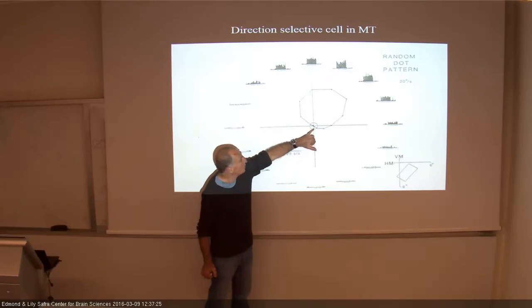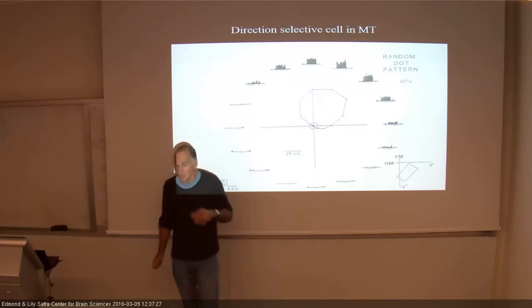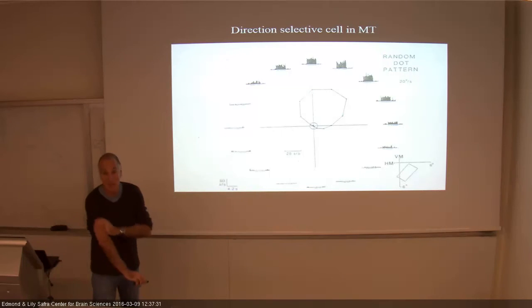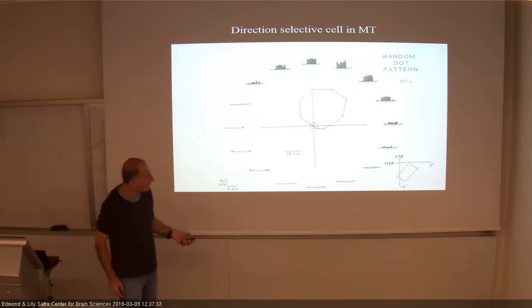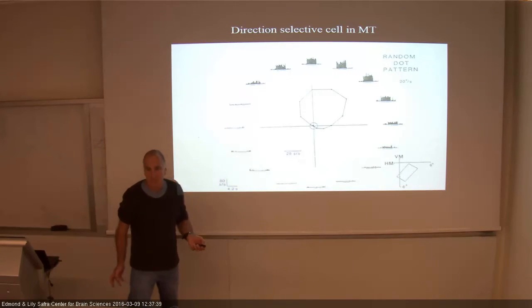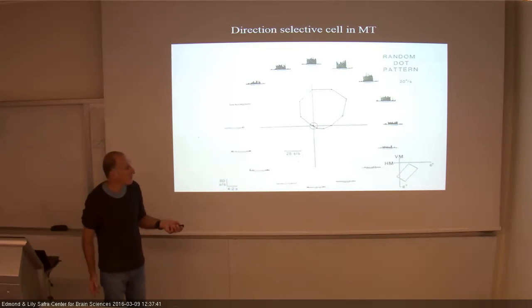You actually get inhibition, because this central circle corresponds to the spontaneous activity of the cell. Okay? And here is the receptive field of the cell. So since it's contralateral, what would you say? Where was that cell recorded?